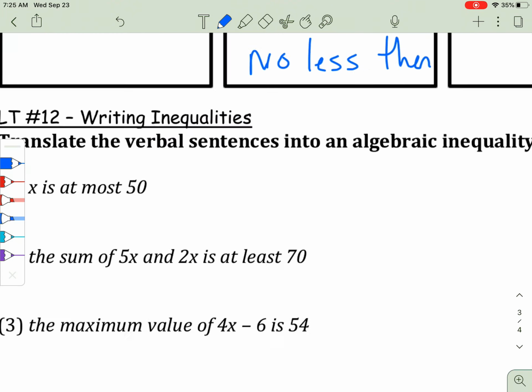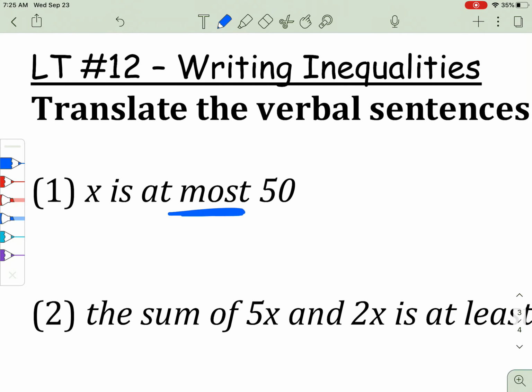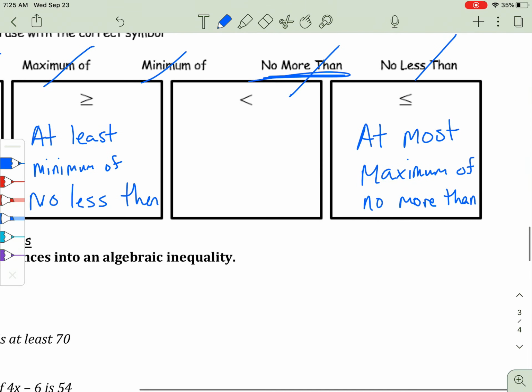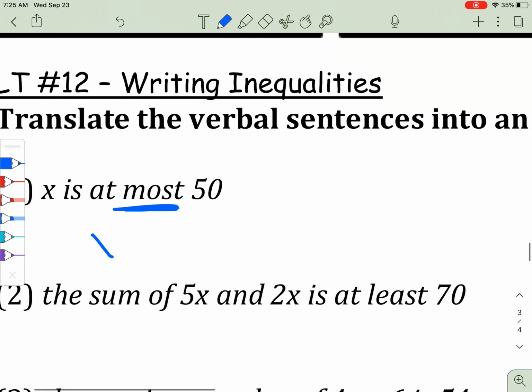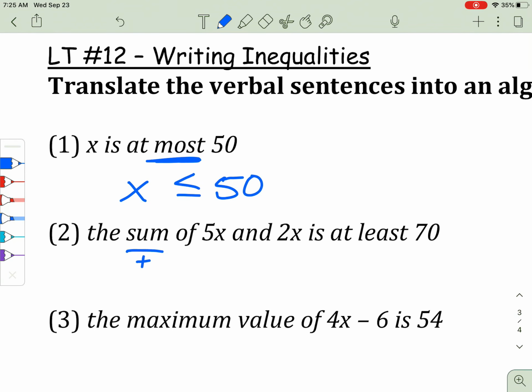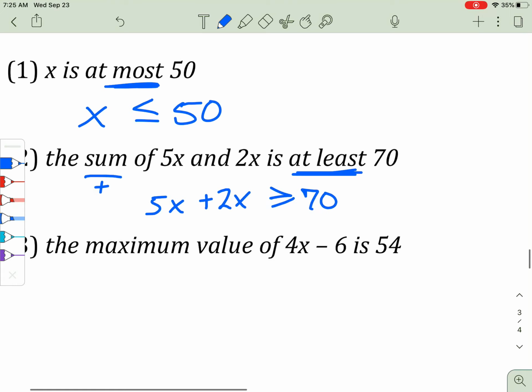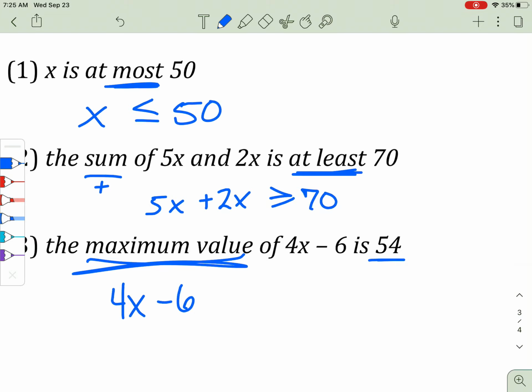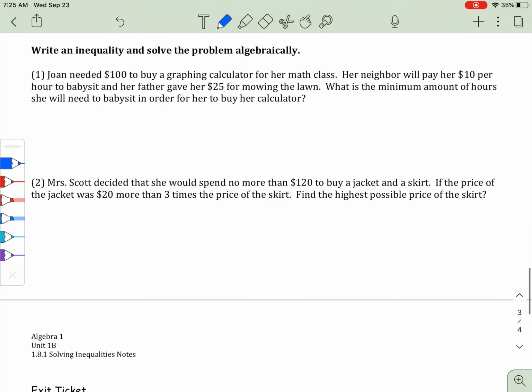Translate the verbal sentences into an algebraic inequality. X is at most 50. At most. So looking up here, at most is in the top right. So x is at most 50. It means we can have 50 or we can have less than that. How about the sum of 5x and 2x? So sum is positive. So 5x + 2x is at least 70. So it has to be at least 70. It's bigger than 70 or equal to 70. And then the maximum value of 4x - 6. Maximum is 54. So 54 is what it could be, or it has to be less than that, okay?